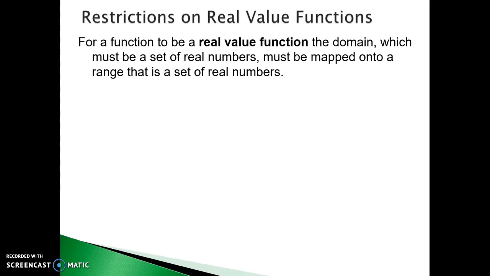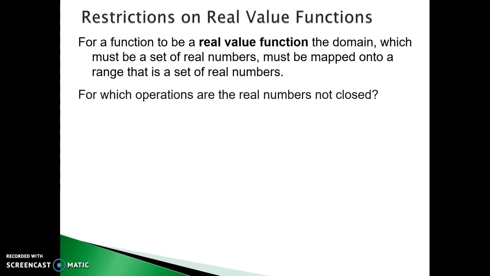So the only restrictions on real values are where the real values are not closed. So for a function to be a real value function, the domain must be a set of real numbers, mapped onto a range that is a set of real numbers as well. So for which operations are the real numbers not closed? Real numbers are not closed under division because we cannot divide by 0.